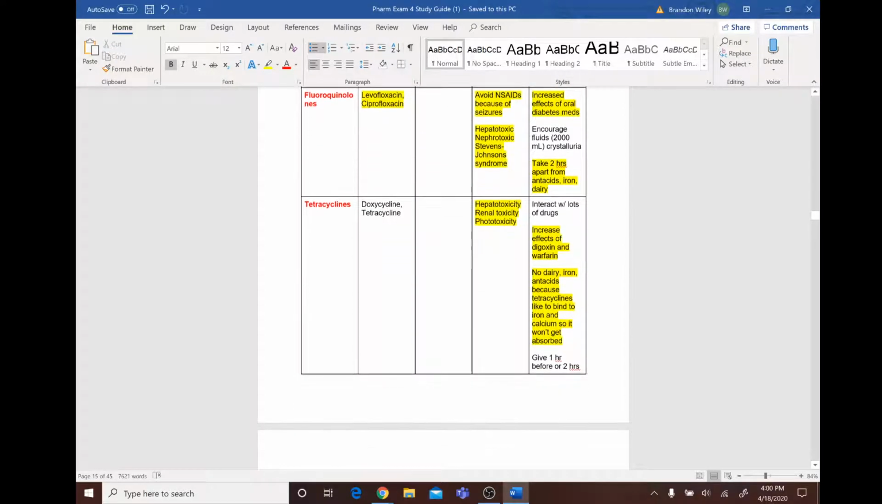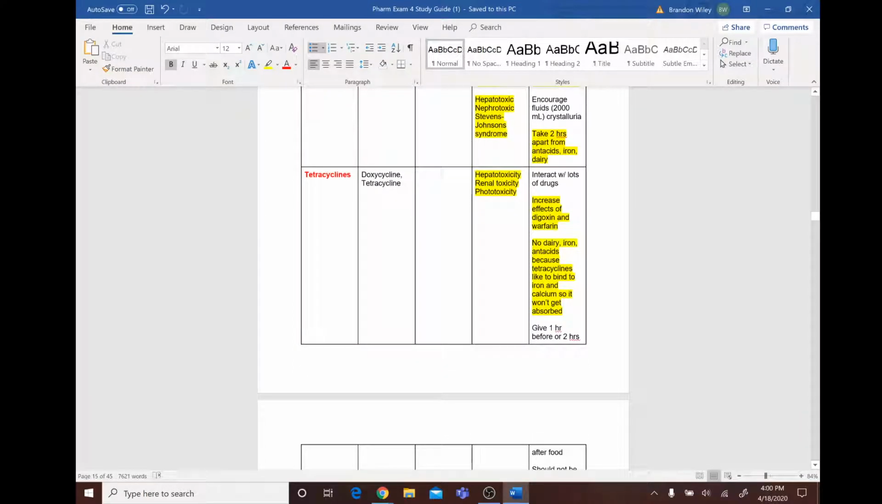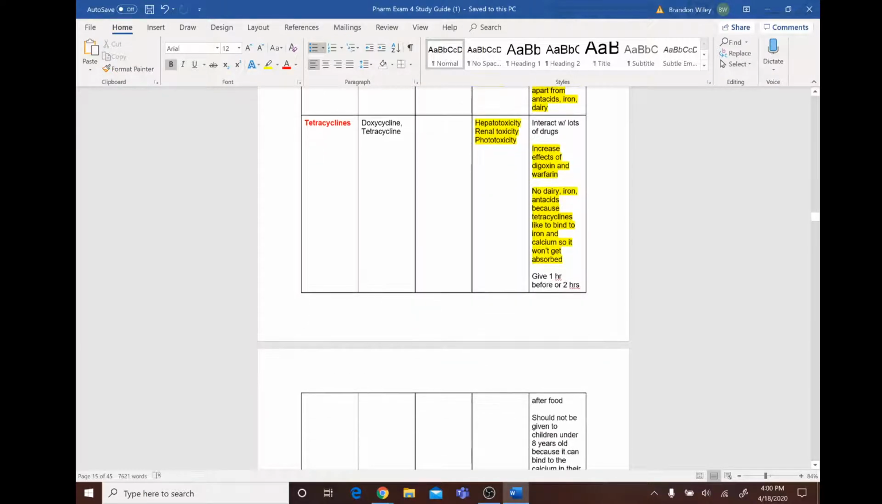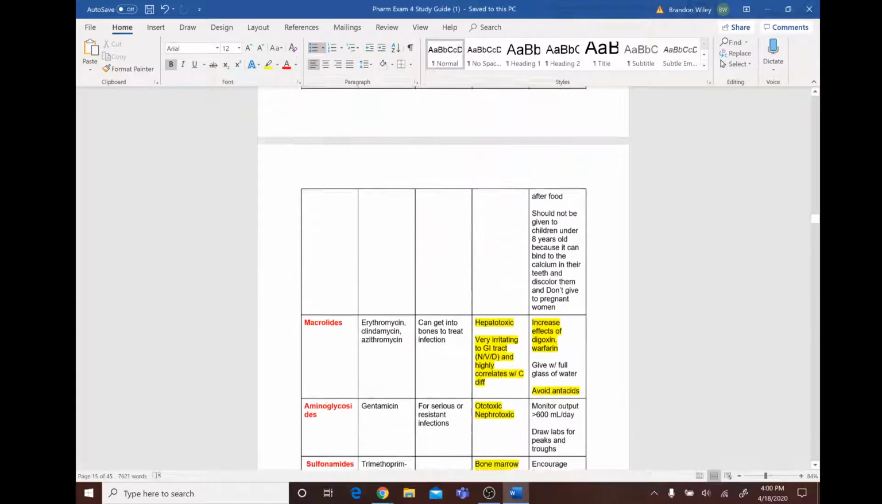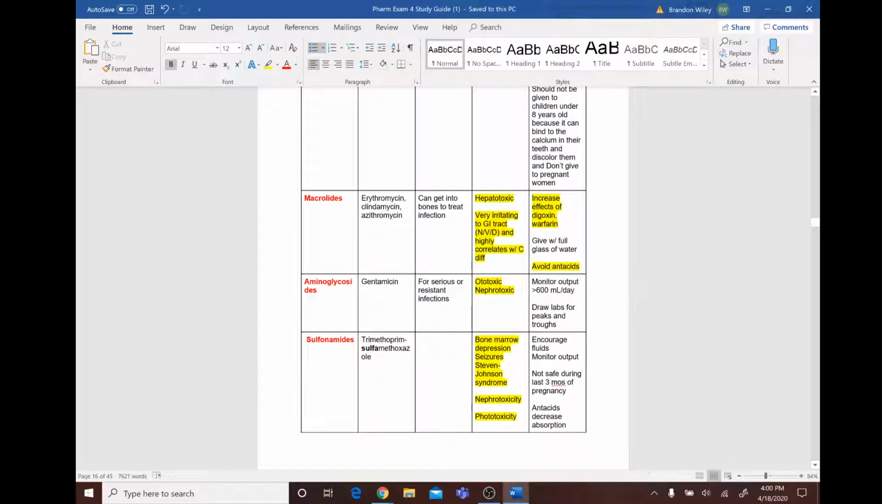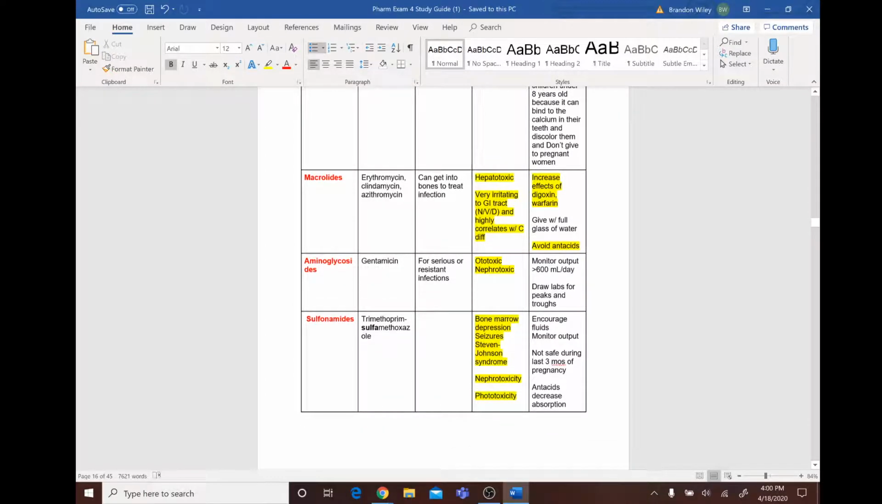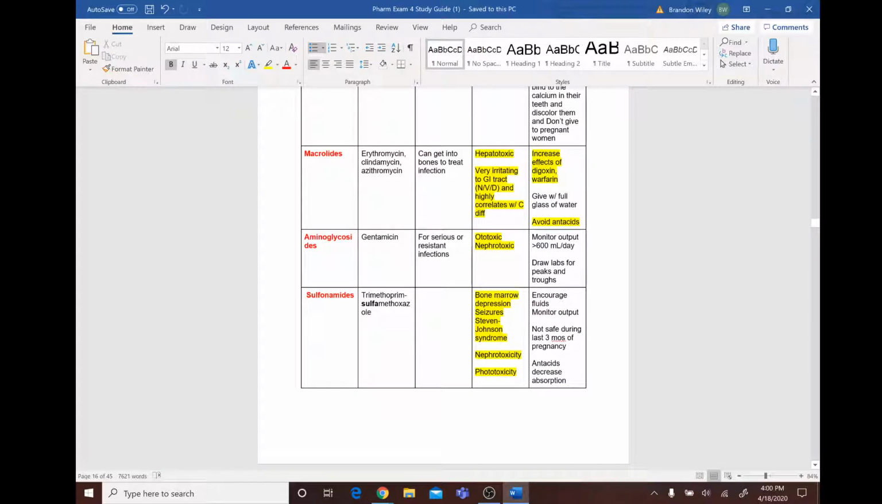What are side effects of tetracyclines? Hepatotoxicity, renal toxicity, and phototoxicity. What are the drug interactions of tetracyclines? Increased effects of digoxin and warfarin, no dairy, iron, or antacids. What are the side effects of macrolides? Hepatotoxicity, nausea, vomiting, and diarrhea. What are the drug interactions of macrolides? Increased effects of digoxin and warfarin, and avoid antacids.